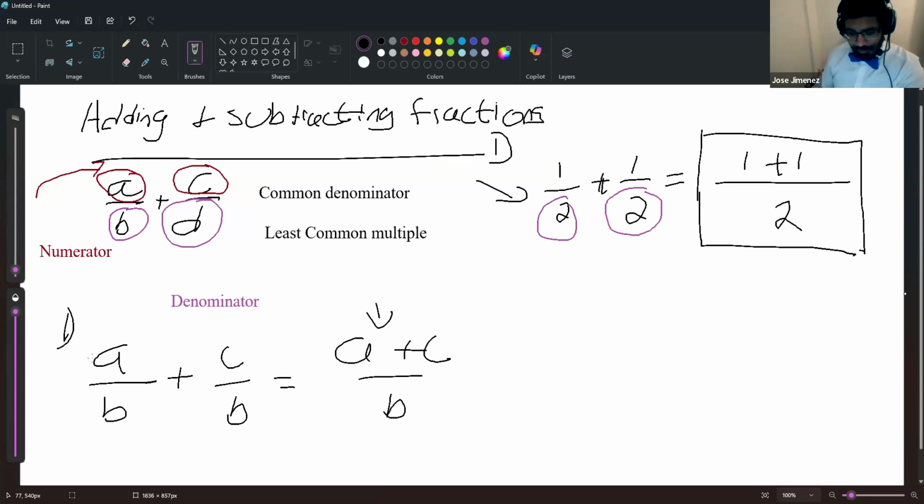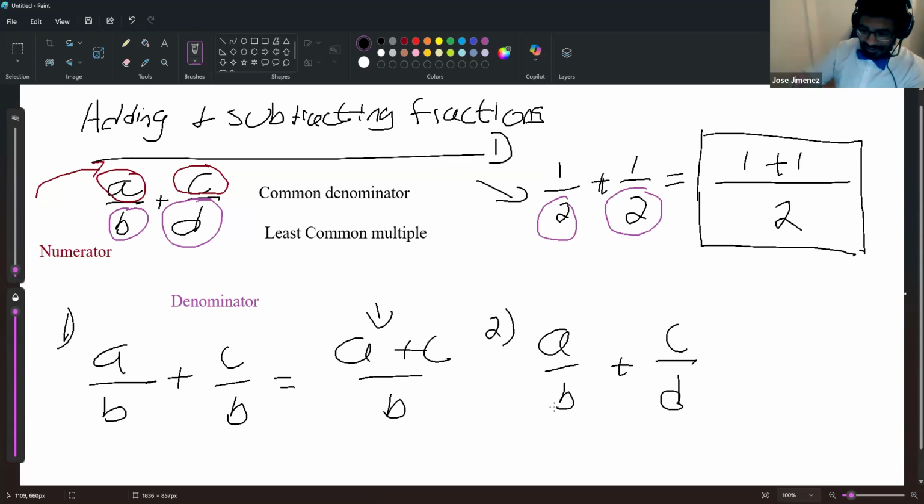But if we encounter a scenario where the denominators are different, we're going to have to tackle that differently. We're going to have to get that common denominator. And that's when the least common multiple is going to come into play. It's going to help us transform the denominators into the same number so that we can just combine the tops together.